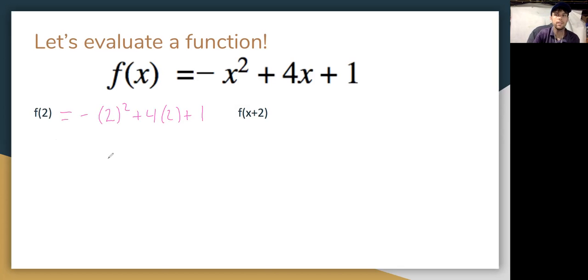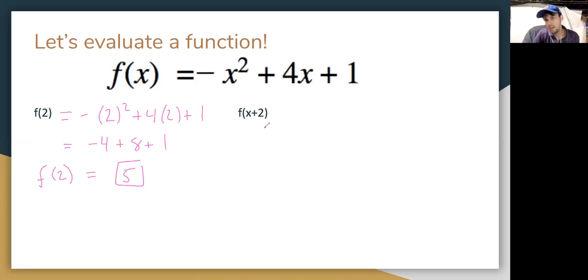So for this one, pretty easy. This one is -4 plus 8 plus 1. Just making sure we follow order of operations, but we can do things simultaneously as long as they don't conflict, right? We can do the exponent and this multiplication because they're not actually conflicting with each other. And then add these all together, and we get a pretty simple output of 5. So formally, we would write that f of 2, the function with an input of 2, gives an output of 5.